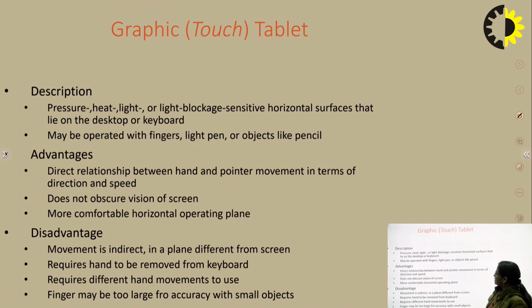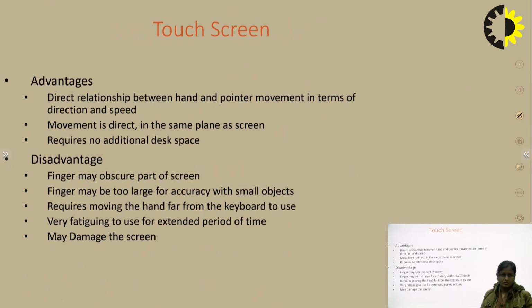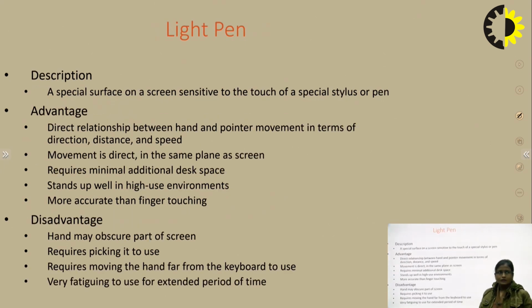Then graphic tablet: it is a pressure, heat or light sensitive horizontal surface that lies on the desktop or keyboard, and may be operated with a finger, light pen, or objects like pencils. That may be the touch screen which we are using in our mobile phones or laptops. Then the light pen is basically a special stylus or pen available in today's laptops, which also acts as our input device. These have advantages and disadvantages.